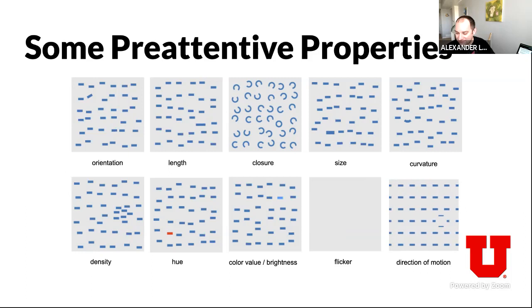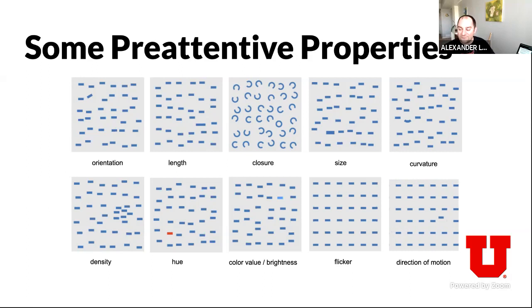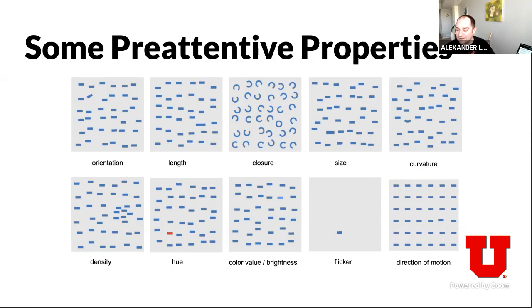The flicker animation here isn't very good, I see. And then also motion, direction of motion. So if you have one element that moves in a different direction, that is also very easy to spot.